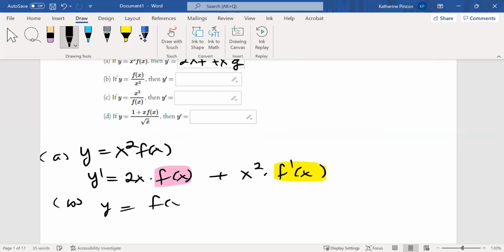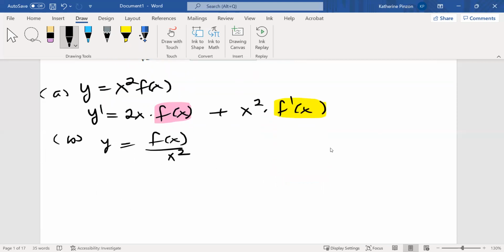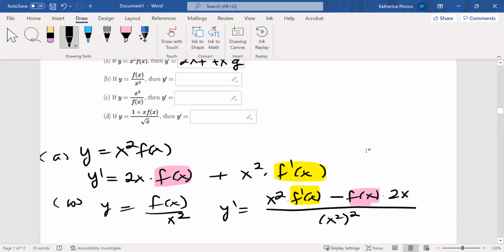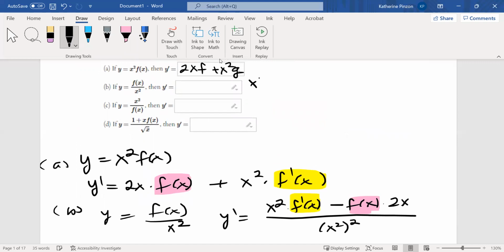B. Y equals f of x over x squared. Which rule do I need to use to take the derivative of this? The quotient rule. Y prime is bottom times the derivative of the top, minus top times the derivative of the bottom, over the bottom function squared. And remember, this is g and this is f. So this is going to look like x squared g minus f times 2x over x to the fourth.